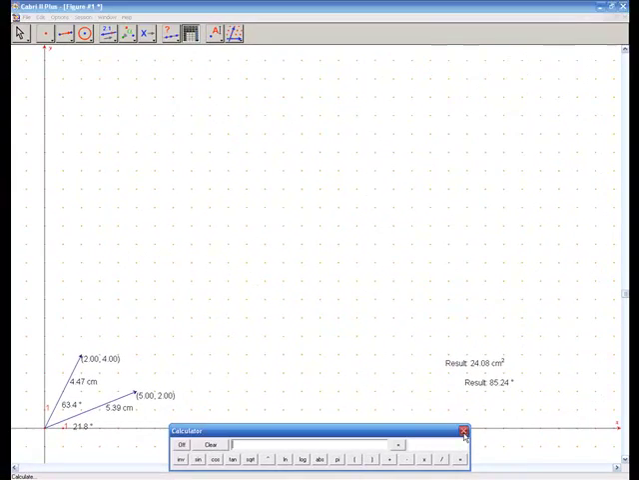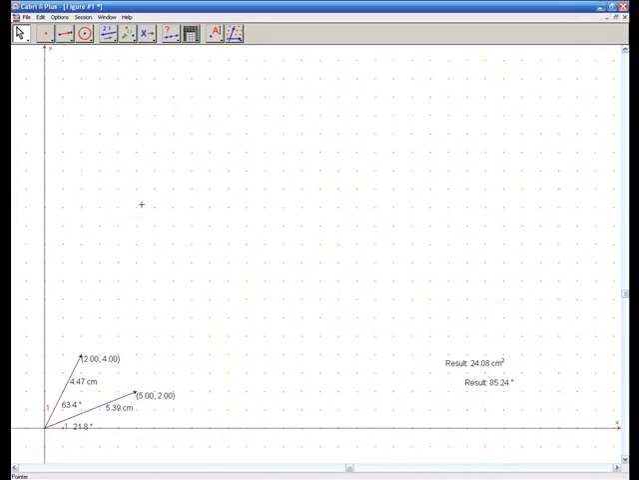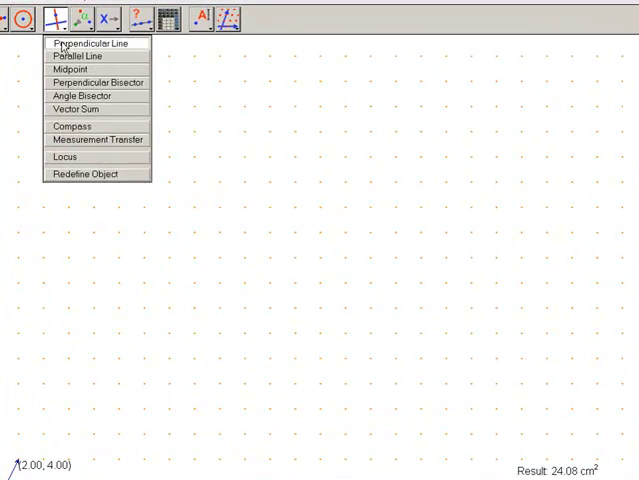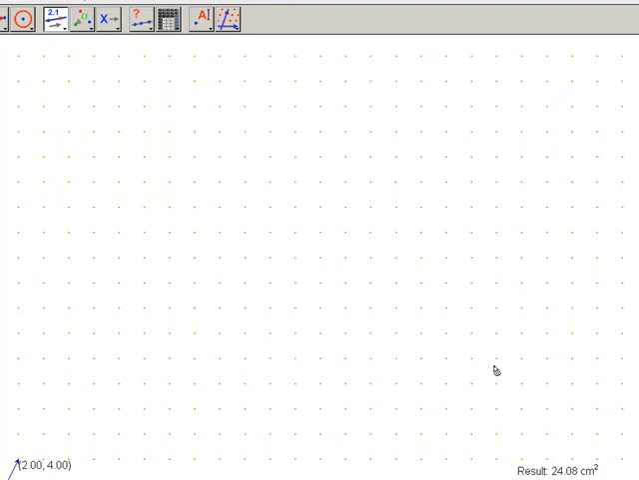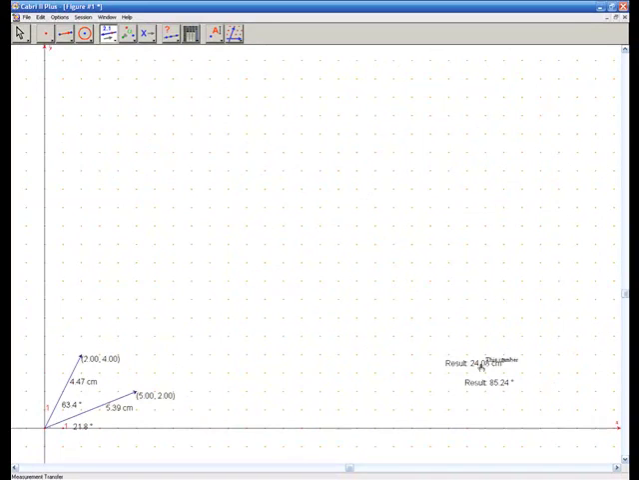Then we're going to do a measurement transfer onto the real axis. If someone could think of a better or an easier way to do this, let me know. This is the only way I could think of in Cabri onto this axis. See it right down over there. Then we're going to take a vector from the origin along the real axis to this point.